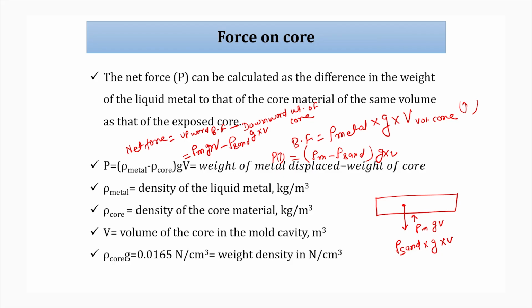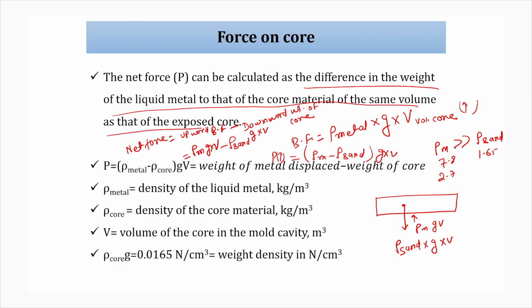But in general, the density of the metal, rho metal, is greater than rho sand. It is 1.65 for sand, 7.8 for steel, and for aluminum 2.7. It is always higher. So what is the direction? It will always be upward. So the net upward force is calculated as the difference between the weight of the liquid metal and the core material of the same volume exposed. So we are able to understand this.